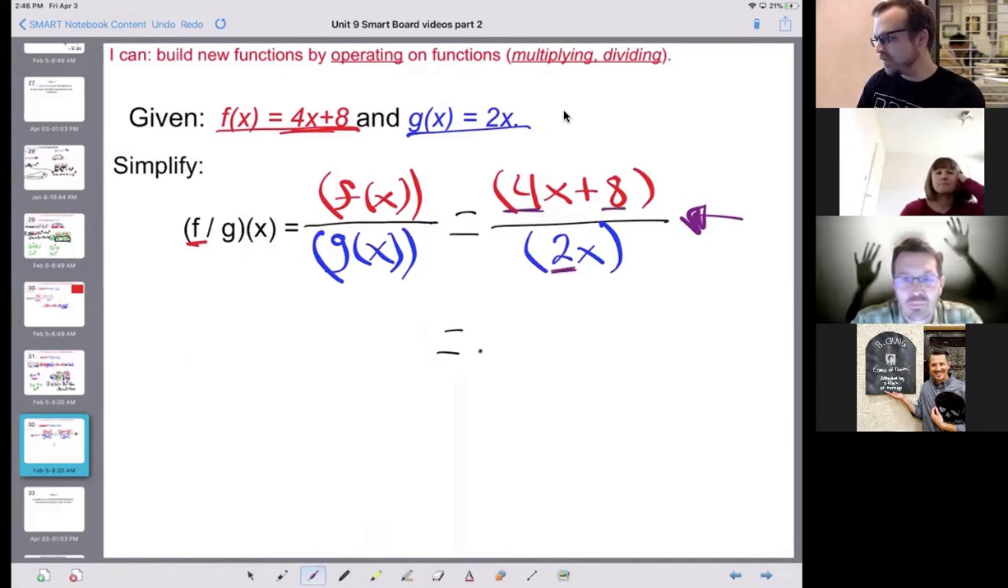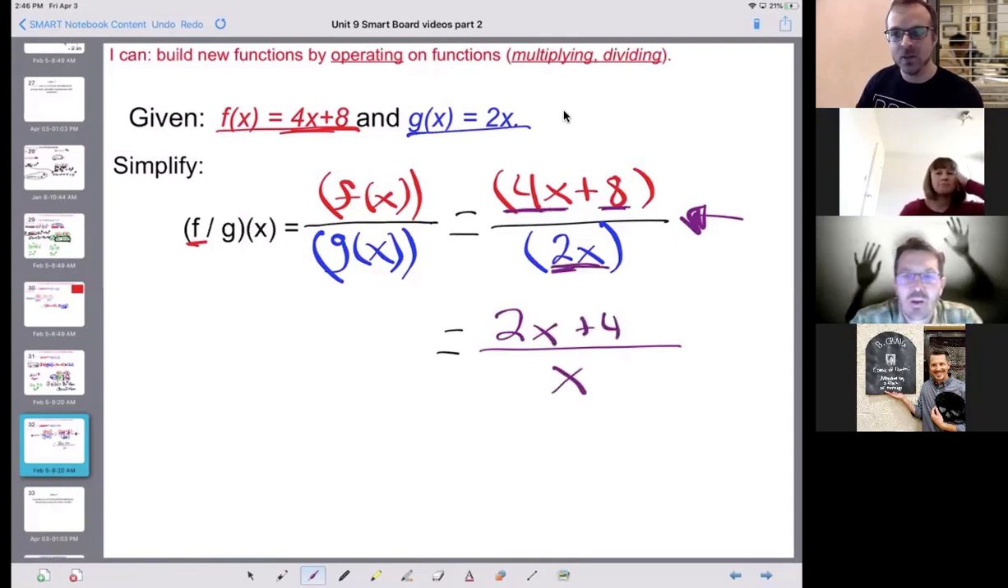You could do that. And you could say, well, 4x divided by 2 is 2x. 8 divided by 2 is a positive 4. And 2x divided by 2 is x. So this is also another way that could be written. However, we are perfectly fine with this answer here.